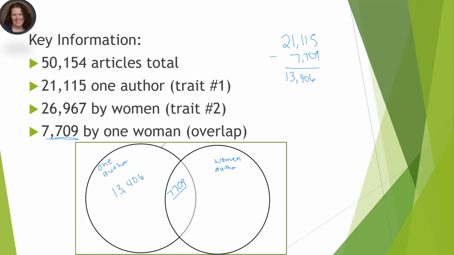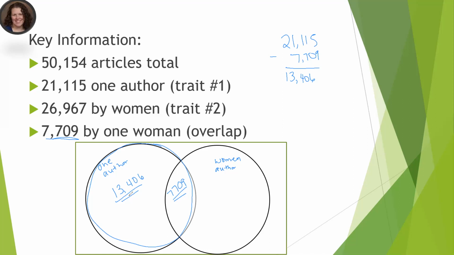So I want to point out that for this circle on the left, when we add up those two numbers, that gives us the total number of articles with one author. The overlap, this 7,000-ish, represents the one author who's a woman, and this 13,000-ish represents men who wrote articles by themselves.